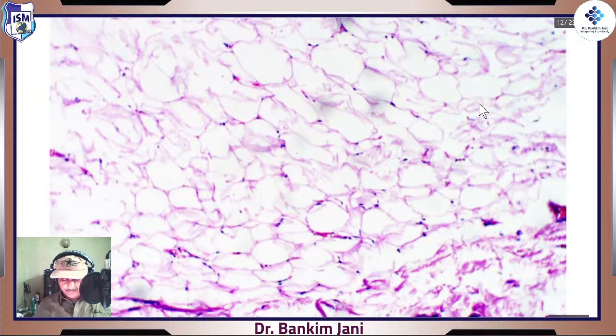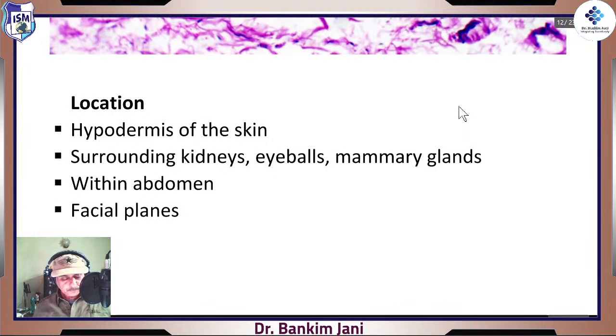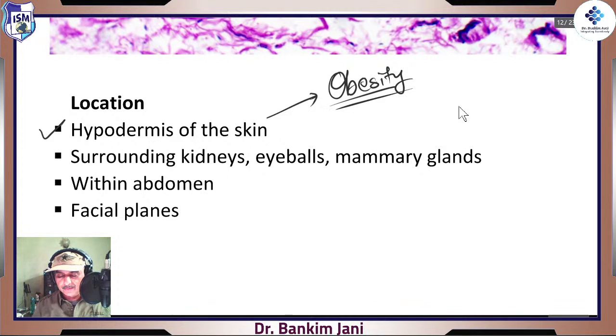So here, everywhere, if you see this, the nucleus is pushed to one edge, right? This is the entire cell, and only one side would be darker, right? You take this one, so big, but the nucleus is on one side. That's the speciality, right? Location: skin, the hypodermis of the skin, the biggest trouble, right? That's where the entire world is fighting this obesity, right?